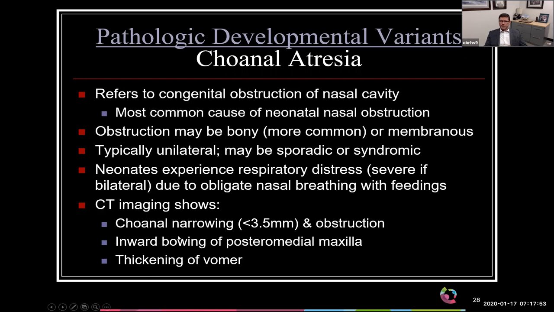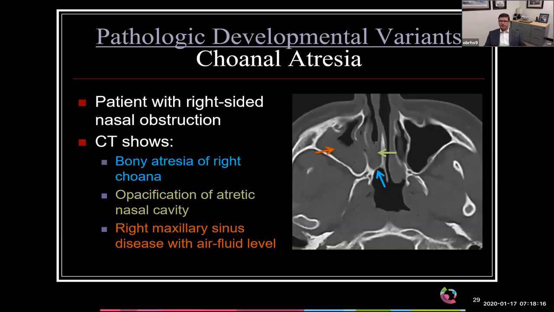So what you're looking for is narrowing of the choana or posterior nasal cavity, usually less than 3.5 millimeters, and it will be obstructed, so oftentimes you'll see opacification or debris layering within the nasal cavity. Some other secondary findings, you'll see inward bowing of the posterior medial maxilla, and then you could see thickening and lateral deviation of the vomer, which is the posterior portion of the nasal septum.